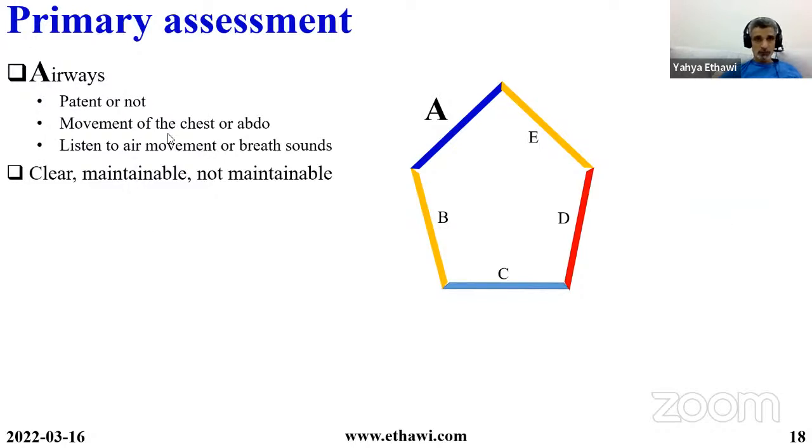Okay, so when you decide the airway, you need to decide, is it patent or not? And is there movement of the chest and or the abdomen or not? And you need to listen to the air entry and breath sound. So once you evaluate, you need to identify. So when you evaluate the airway, your identification is the 3 words: clear, maintainable, not maintainable.